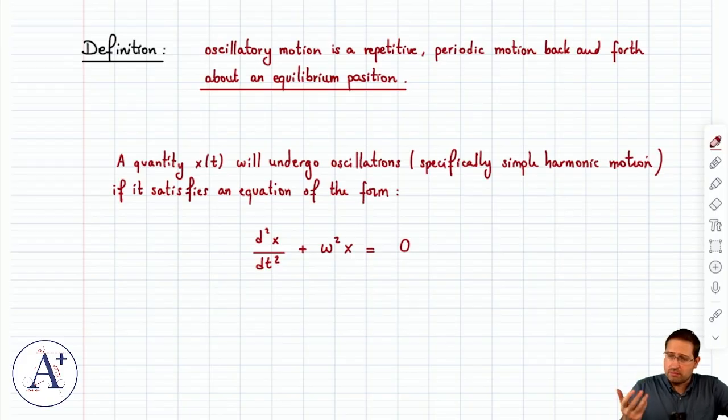Now, x could be anything. Typically, it would be maybe the position of your oscillator. Could be theta, the angular position of your oscillator if you have a swing, right, a simple pendulum maybe. And the idea is that if I can establish an equation that looks like this, that involves x, whatever x may represent, then that quantity x is going to oscillate. Okay, and it's a specific type of oscillation. Okay, it's called simple harmonic motion.